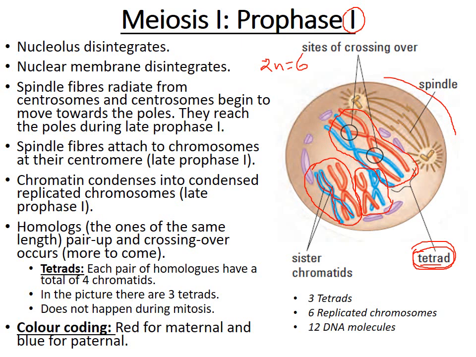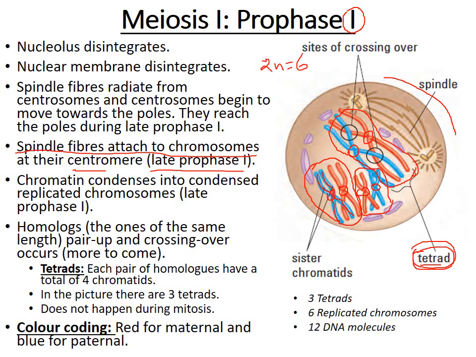But again, nuclear envelope disintegrates, nucleolus is gone, our spindle fibers are coming out of the centrosomes, and the centrosomes are moving to the poles. Even though you don't really see it here, the spindle fibers will attach to the chromosomes at their centromere, and that's usually in late prophase 1. So eventually, spindle fibers will attach kind of over here and over here. And then same thing over here and over here and over here and over here.